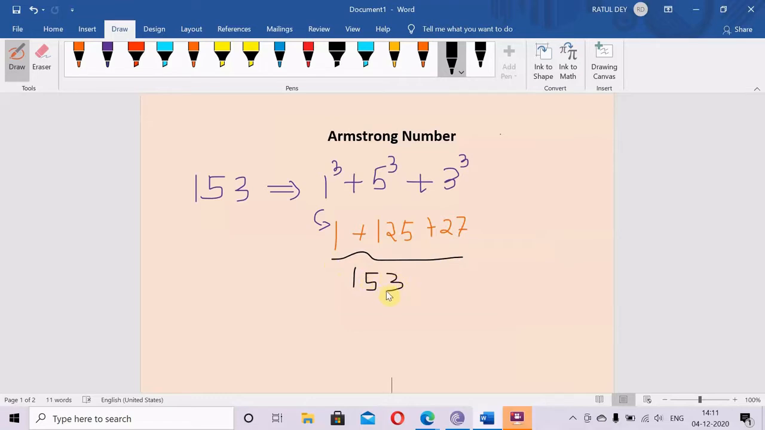So this is called the Armstrong number. So those numbers you have to cube individually and add, and you get the same result. This is called the Armstrong number.